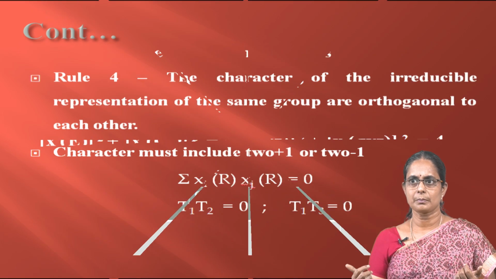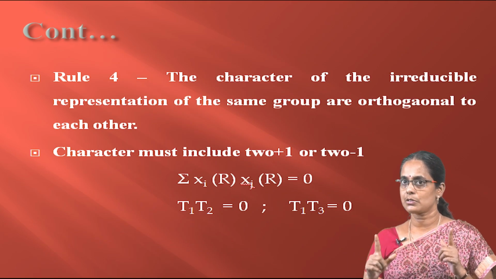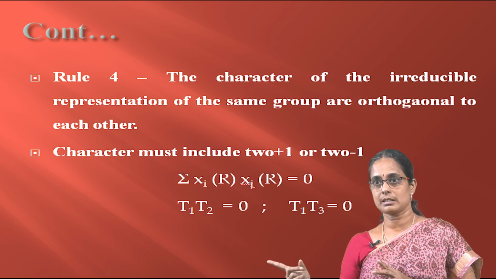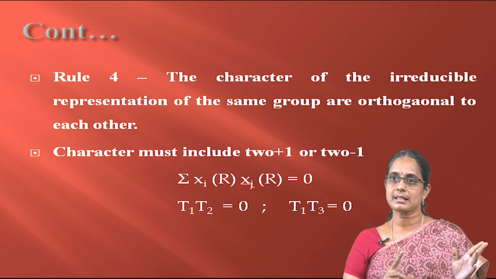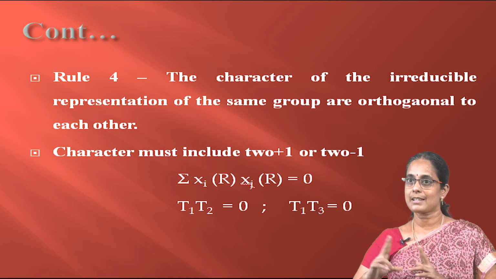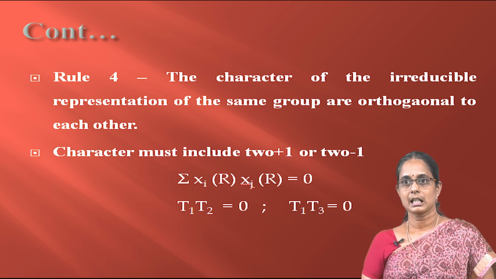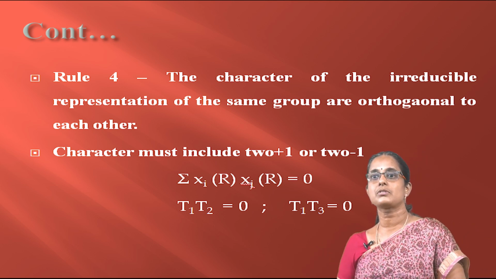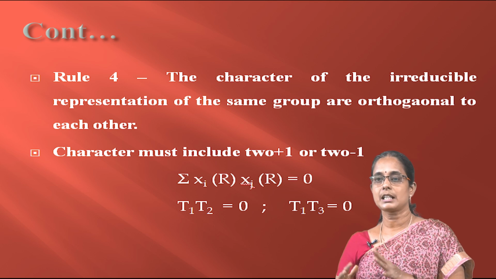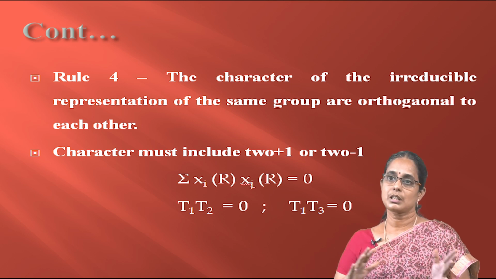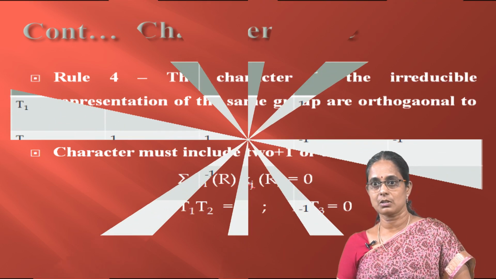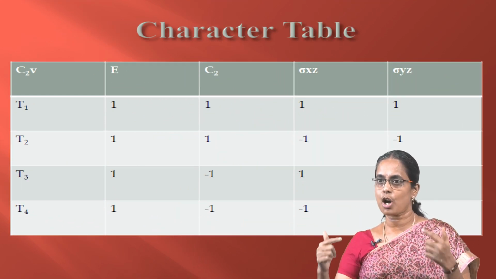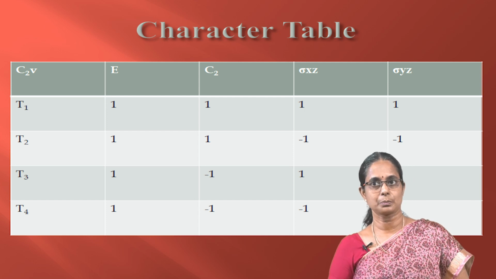According to the fourth rule, the characters of the irreducible representations of the same group are orthogonal to each other. Thus, the characters must include plus 1 or minus 1. That is, sigma xi times xj is equal to 0. T1 and T2 is equal to 0. T1 and T3 is equal to 0. Using this theorem, we can construct the partial character table as shown.